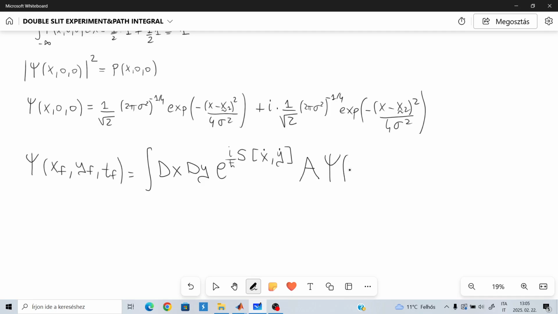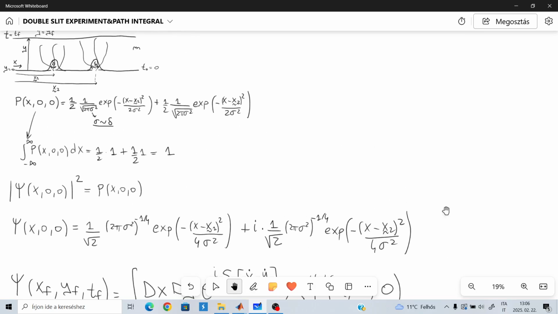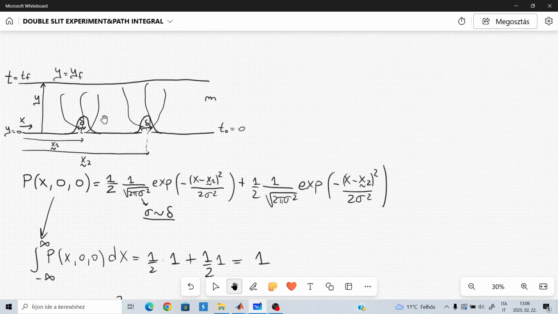And then we have psi at the initial point in space, the initial point in y, and the initial point in time. So this is the initial point in x, if you want. You can see that this is not really 0. It can be any point on the plate. So it can be either one of these points.